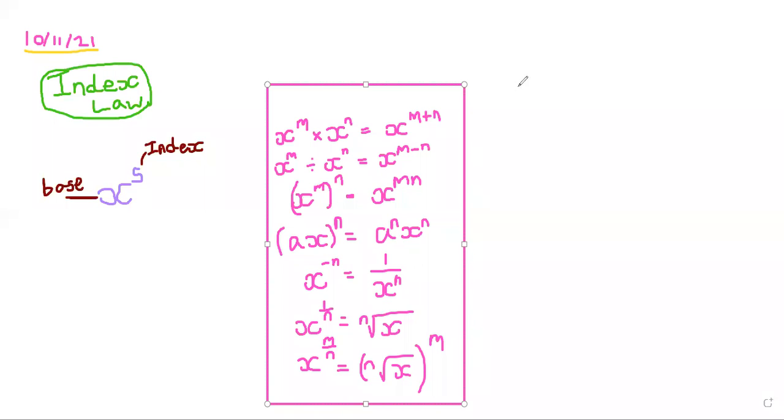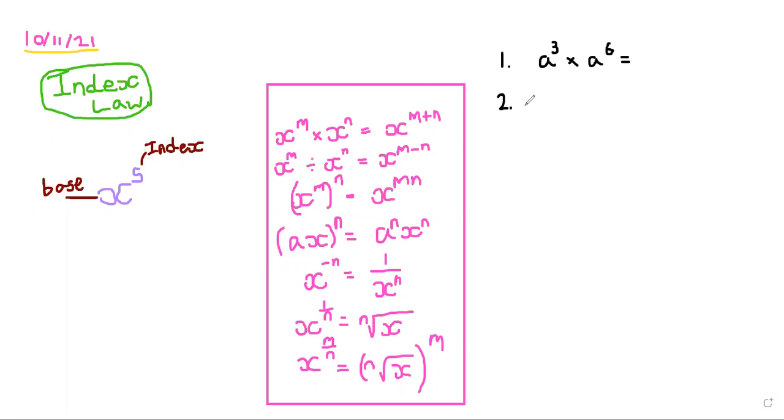So we'll have a question for each rule. So question 1, let's say we have a to the power of 3 times a to the power of 6. So if you want to give that one a go, just pause the video and go through it.